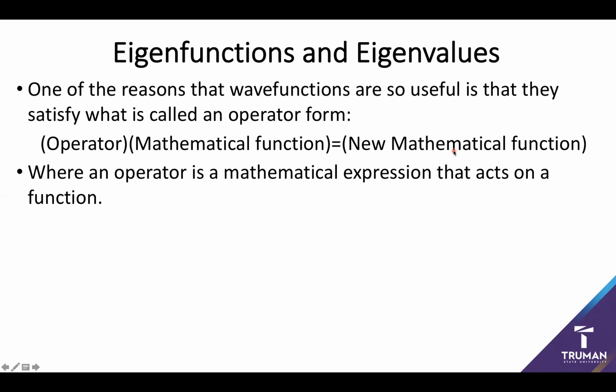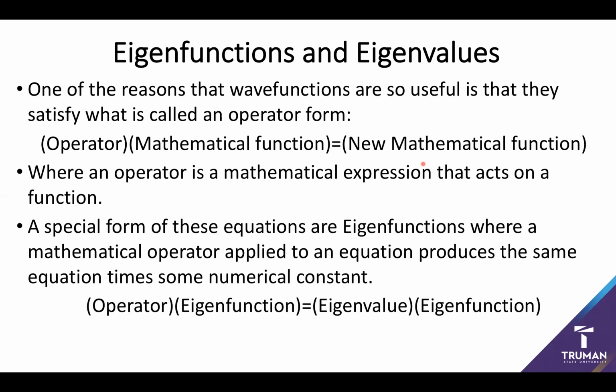Now, one of the things that makes quantum mechanics so nice is that it actually exists in a special form of operator mechanics. And that's known as eigenfunction systems. So what happens if you have an eigenfunction is when you apply my operator to my mathematical function, what it does is it gives that same function back. And it gives it back differing only by a constant, so some numerical value.